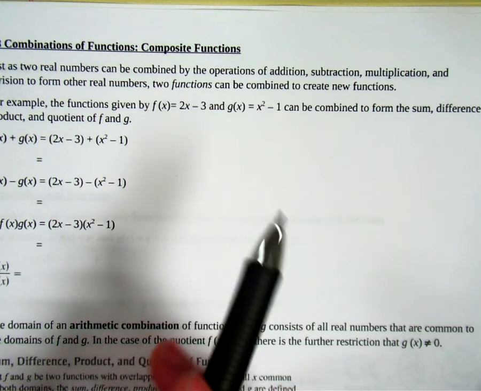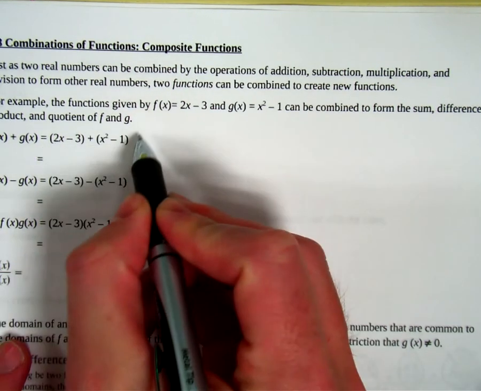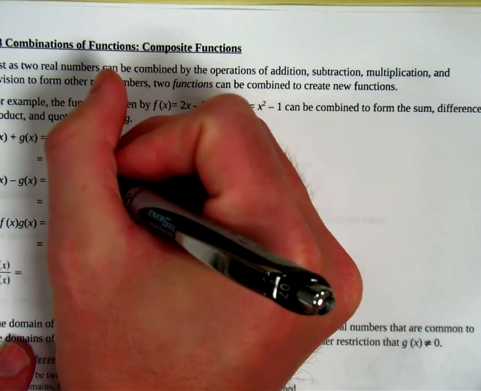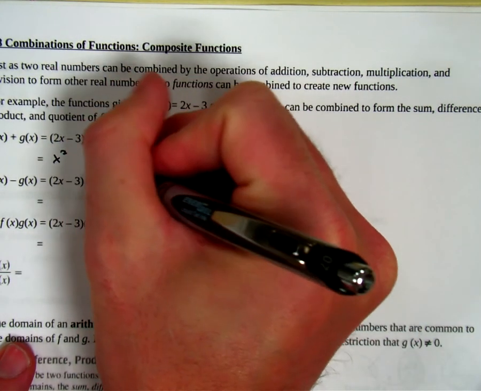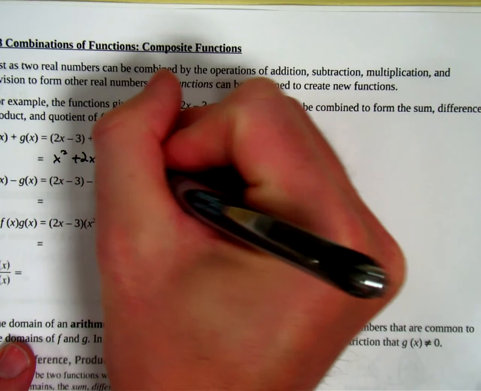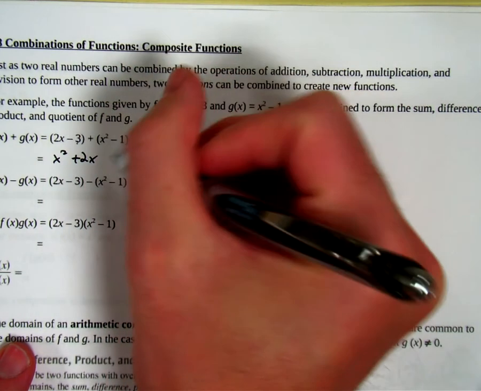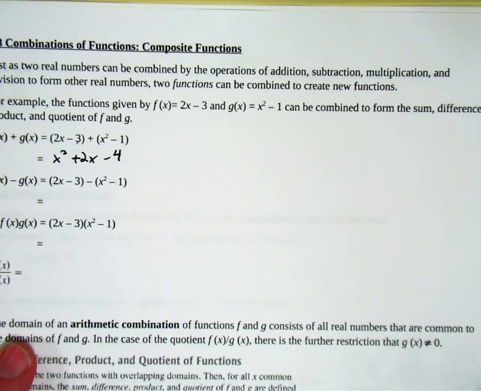So addition and subtraction, guys, should be pretty easy here. We're just combining. There's no other x squared, so we're going to have x squared. There's no other regular x's, so plus 2x, and we got a minus 3 and a minus 1 for minus 4.